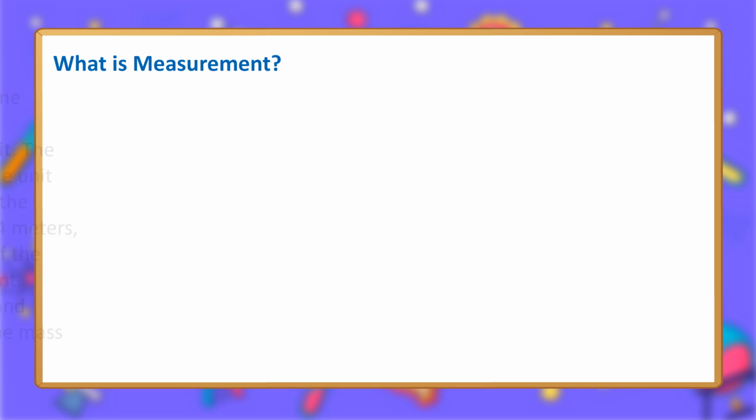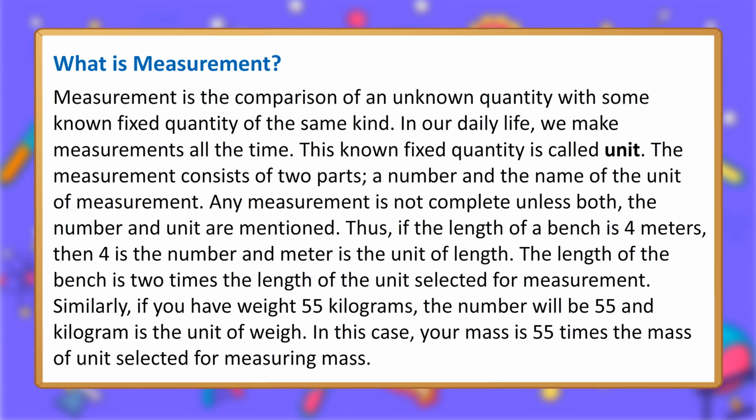What is measurement? Measurement is the comparison of an unknown quantity with some known fixed quantity of the same kind. In our daily life, we make measurements all the time. This known fixed quantity is called a unit. The measurement consists of two parts, a number and the name of the unit of measurement. Any measurement is not complete unless both the number and unit are mentioned.